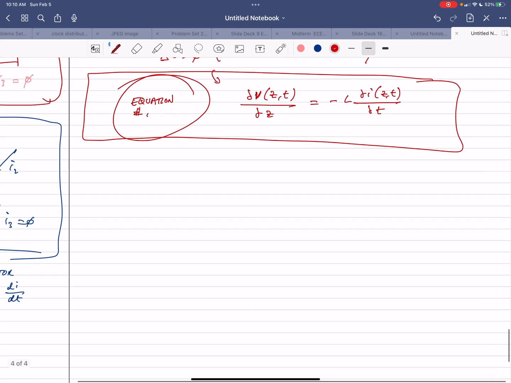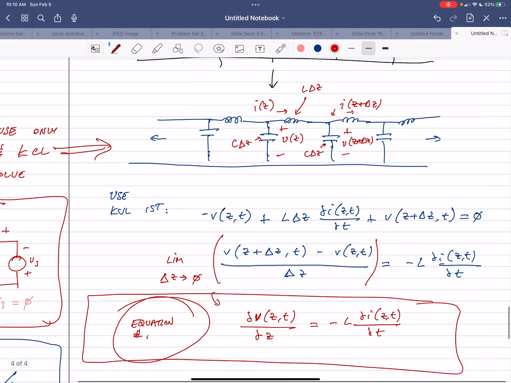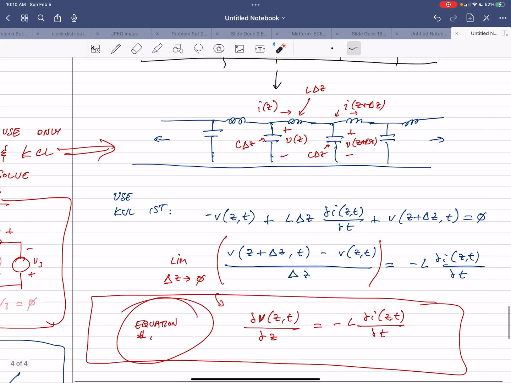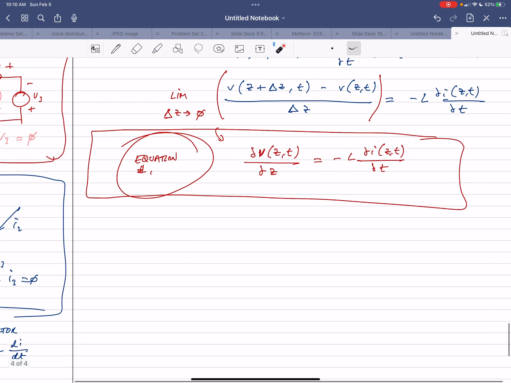And that's just purely from Kirchhoff's voltage law across this loop. Okay, so we're going to do the same thing with Kirchhoff's current law and look at the current going into this node. For that, we can use any one of those nodes, it really doesn't matter.